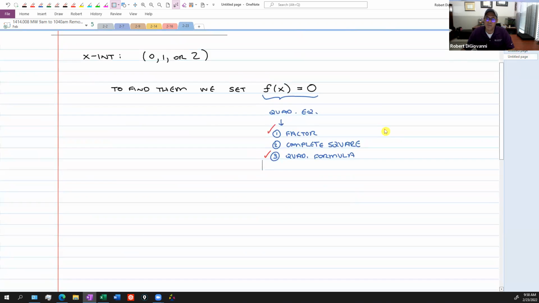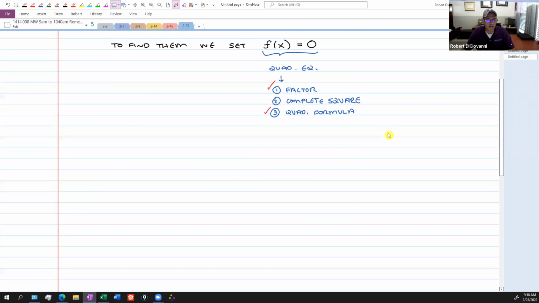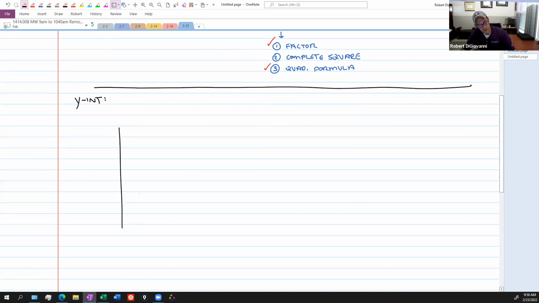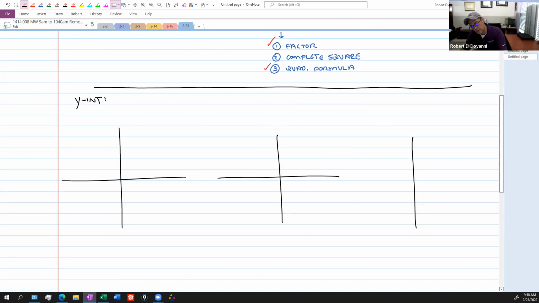What about y-intercepts? We never talked about y-intercepts last class, did we? Let's talk about them now. I'm going to draw a couple of pictures and let's see if we can figure out what the y-intercepts would be. Let me draw one that opens up and doesn't hit the x-axis. And I'm going to draw one that opens down. Let me draw it over here like this. And then I'll draw another one over here like this.